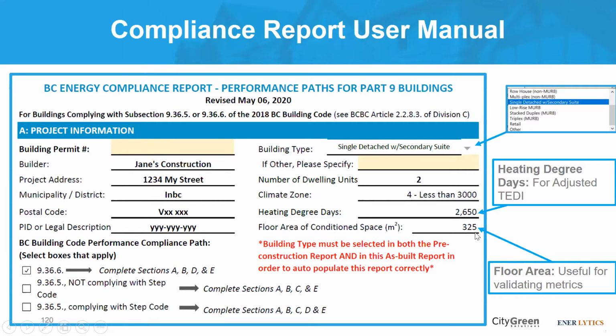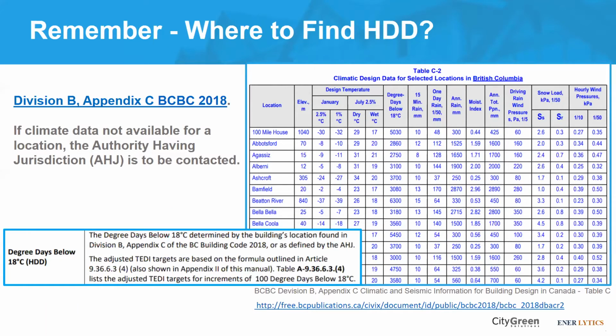Floor area of conditioned space is a new section that's been added into the compliance report in later versions, as it's very useful for validating metrics and for local governments to see this number to understand why the metrics are different on reports for larger homes versus smaller homes, for example. There are checkboxes, so depending on which path you're doing, it tells you which sections of the report you should be completing, whether you're doing 9.36.6 or 9.36.5 and so on. In the report, for example, again, as we spoke about earlier, about heating degree days, it tells you where you should be finding the information for heating degree days.